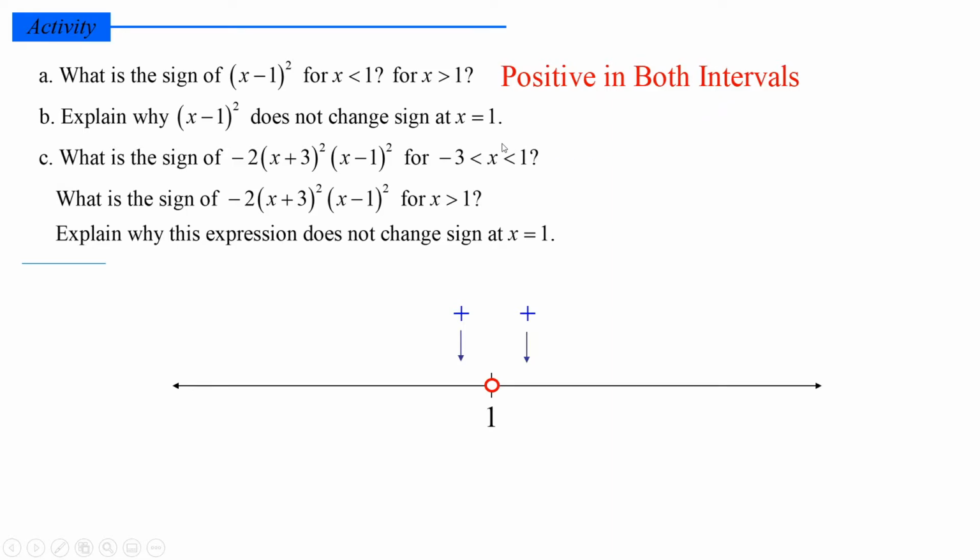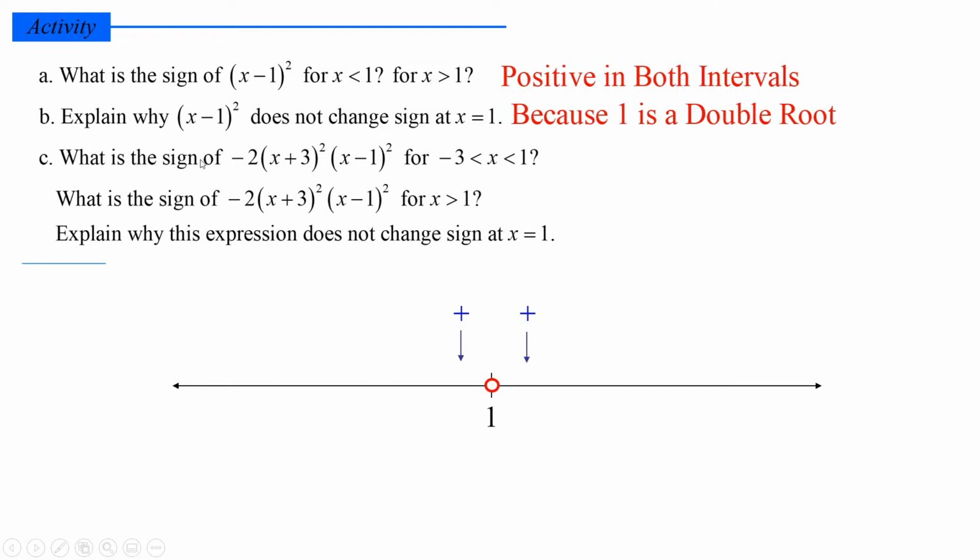Okay? Now, explain why x minus 1 quantity squared does not change sign at x equals 1. Well, we used that to come up with the positive in this interval right here. It is because that 1 is a double root. Because 1 is a double root.